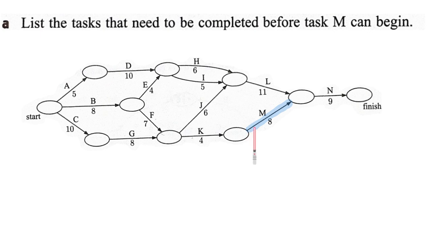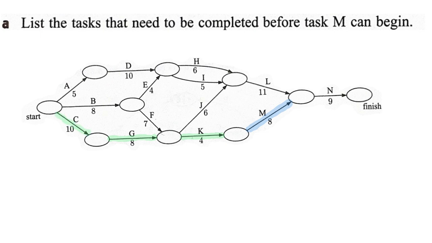So our task M is here. The task that we need to complete before then would obviously be task K. Before task K though, we must do task G. And before task G, we need to do task C.